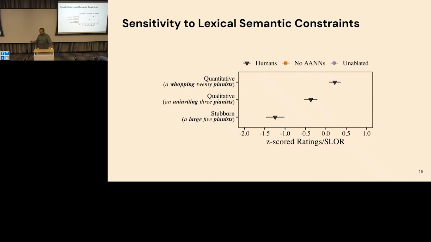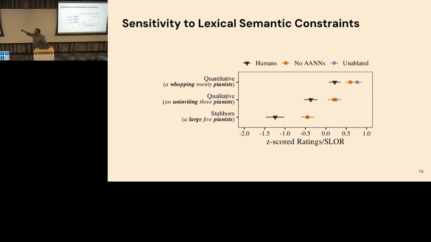Wait, sorry. What's the human task here? What are the humans asked to do? Just rate linguistic acceptability. How acceptable are these patterns? Exactly, not to distinguish between. This is not the distinction. In isolation, yeah. And for models, this is just slower. This has nothing to do with the ungrammatical variants. This is just raw slower, which is correlated with the log probabilities.